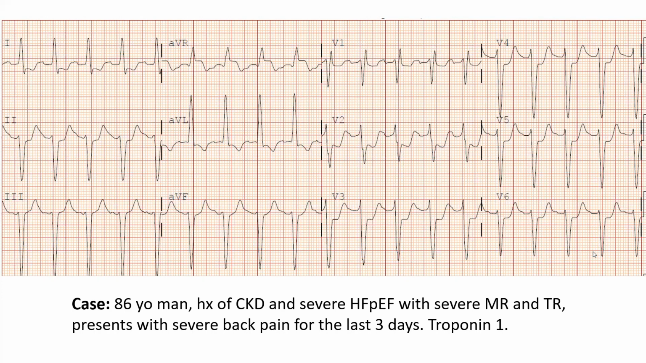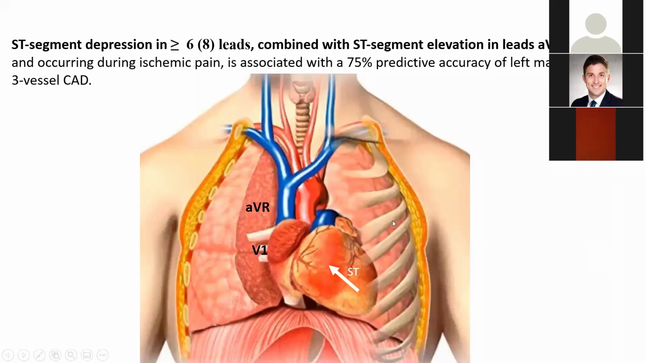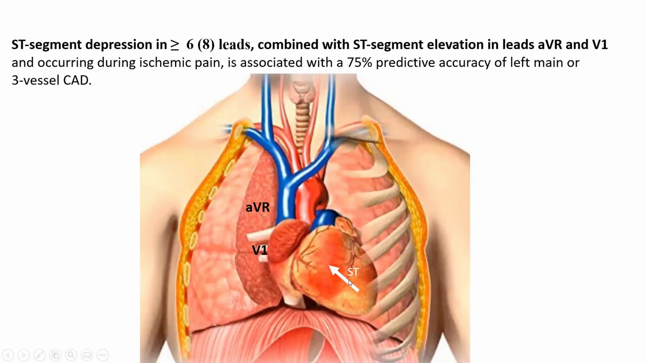Diffuse subendocardial ischemia will give you ST depression, and this is the axis of the ST, looking away from the heart. Okay? Now, anything that looks away from the heart will look upright in lead AVR. So we have diffuse ST depression, you will have ST elevation in AVR, and you will have ST elevation in lead V1 commonly because lead V1 looks away from the heart.